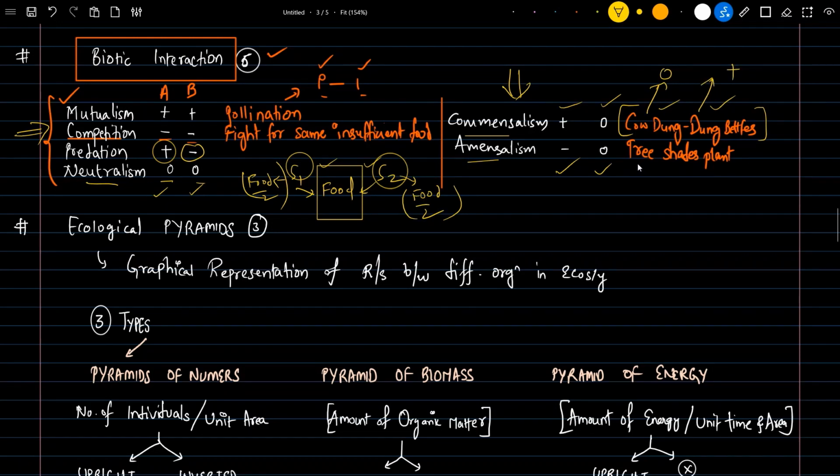Similarly, in amensalism, a tree shades a plant. The tree is zero, so it has neither a positive nor a negative effect. But while it shades a small plant, the sunlight is not reaching this plant because the tree shades the small plant, so it is negative. So these are majorly the six biotic interactions.